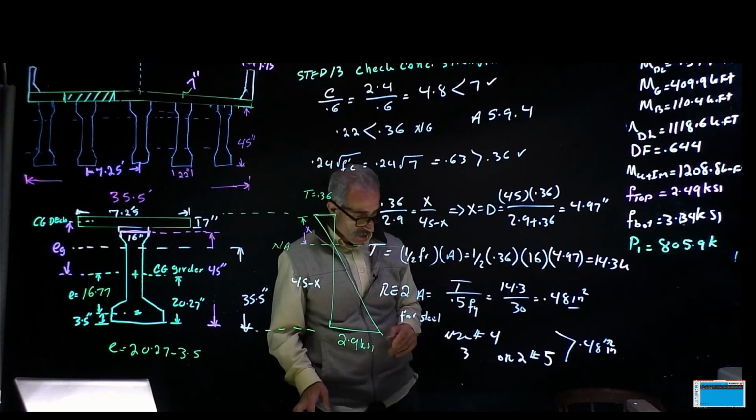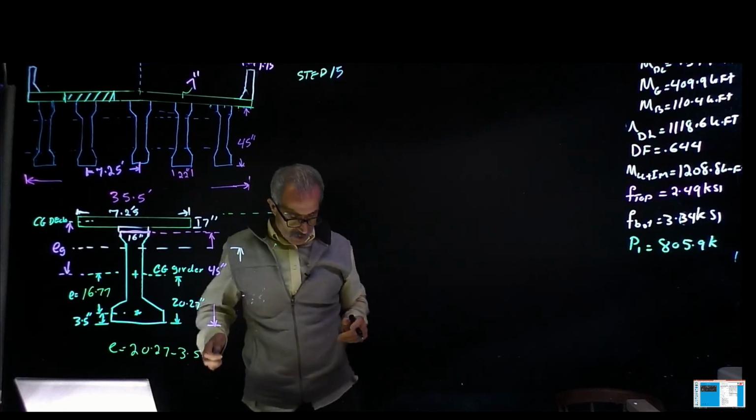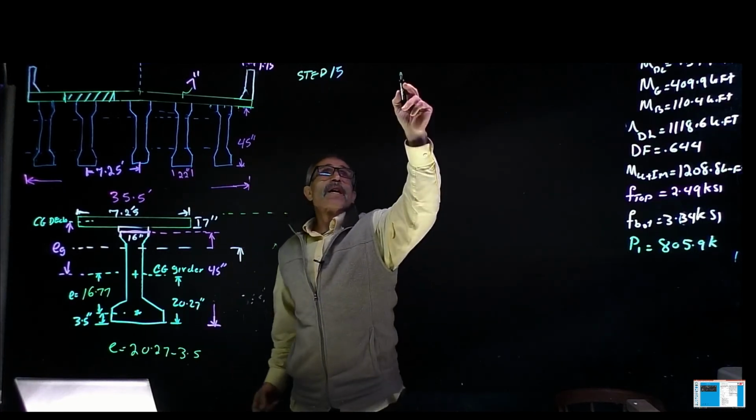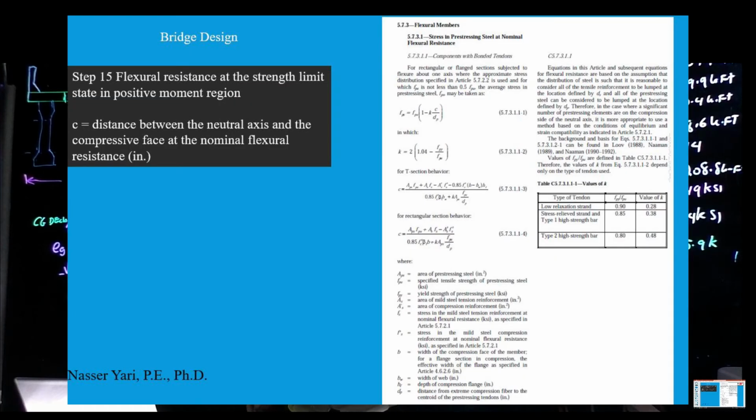We go to the final step, number 15. We're going to check the flexural resistance at the strength limit. Look at the AASHTO 5.7.3.1. And let me see if I can bring that up too.